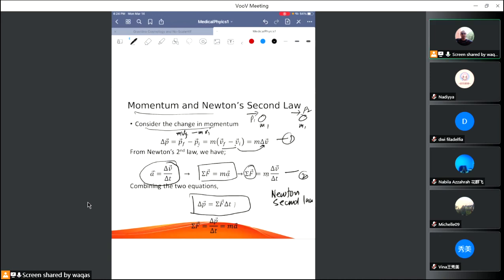Newton's second law. So what is the definition? The sum of force is equal to the rate of change of momentum. So the sum of force equals the rate of change of momentum.